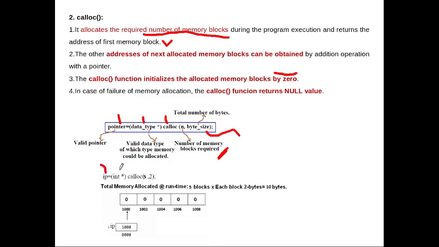ip is our pointer variable, this is the type of the data, and this is the calloc function. How many blocks do we require? 5, and the size of each block is 2. Therefore, whenever this statement is executed, 5 memory locations will be allocated, each memory location will be of size 2 bytes, and the content of each memory location is initialized with 0. You can see the 0 content. The starting address of the block is stored in ip, the pointer variable.